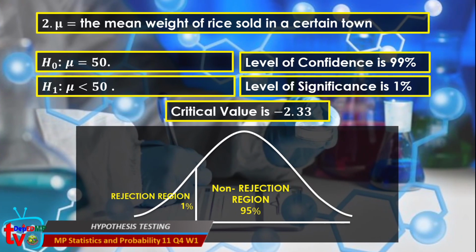Number 2. The mean weight of rice sold in a certain town is our parameter. The null hypothesis is mean is equal to 50 and the alternative hypothesis is mean is less than 50. The level of confidence is 99%, therefore the level of significance is 1%. Since the alternative hypothesis used an inequality symbol which is less than, it shows that it is a left-tailed test. Therefore, the critical value is negative 2.33.